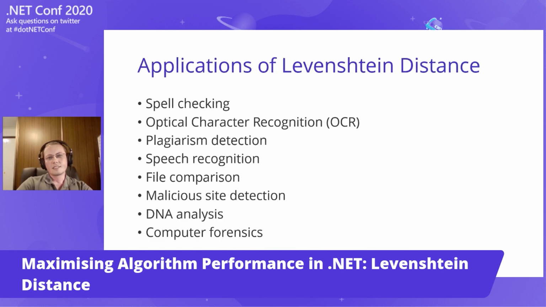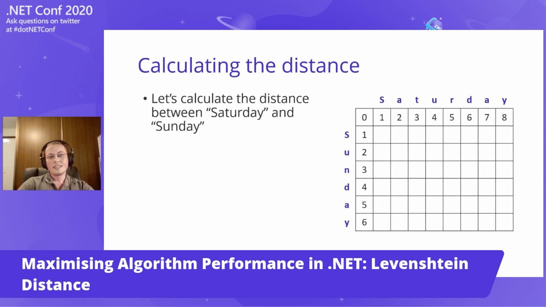There are a few different applications for Levenshtein distance. Working with smaller strings, you can identify how similar two words are, useful for spell checking suggestions. For larger strings, you might be comparing two files, useful for things like plagiarism detection. Calculating the Levenshtein distance for two strings is a relatively straightforward process. In this example, we will calculate the distance between Saturday and Sunday. Imagine a matrix of the letters of these words, making the columns and rows.